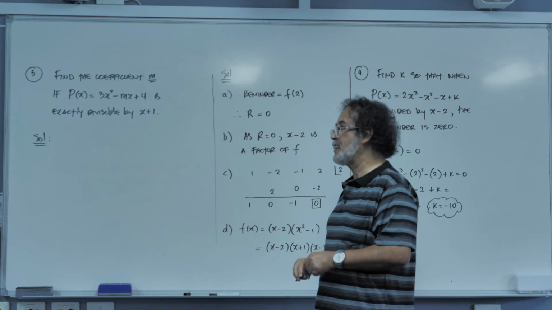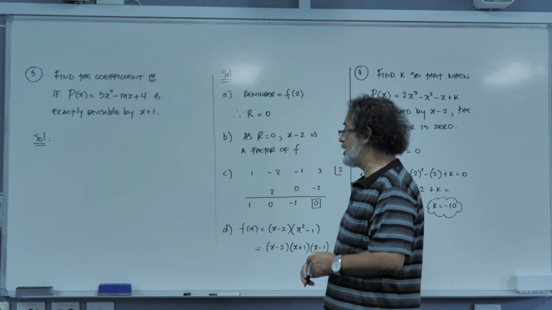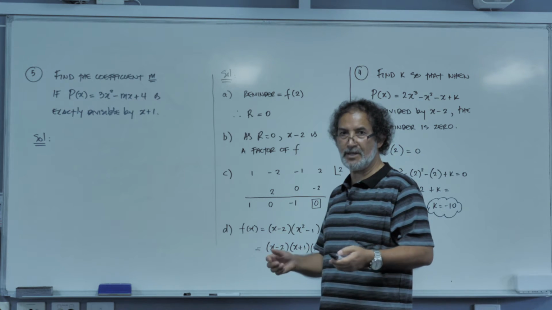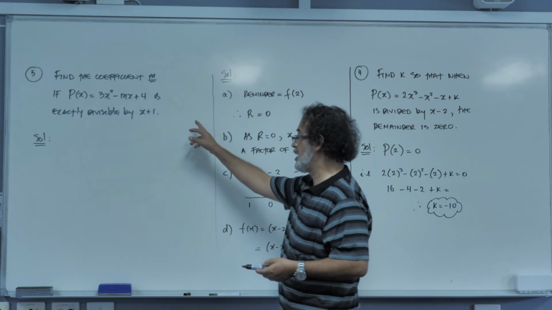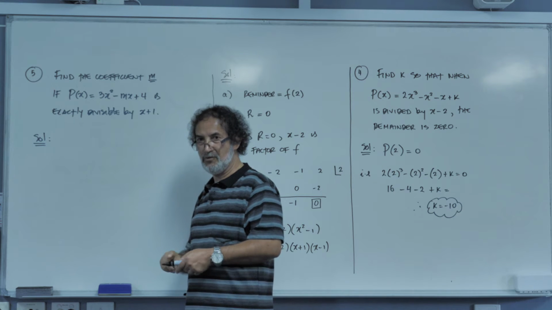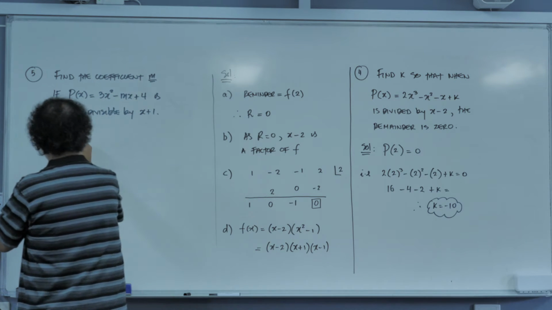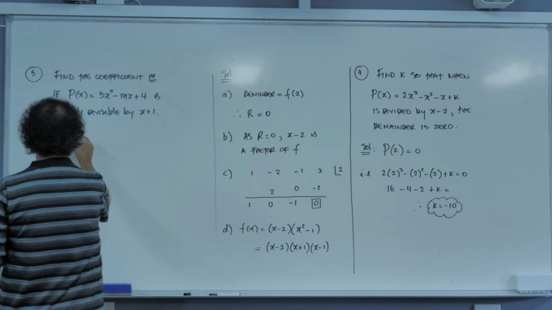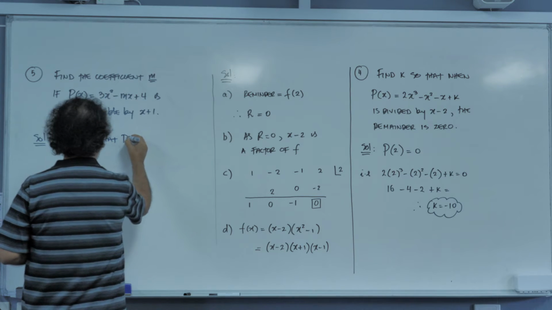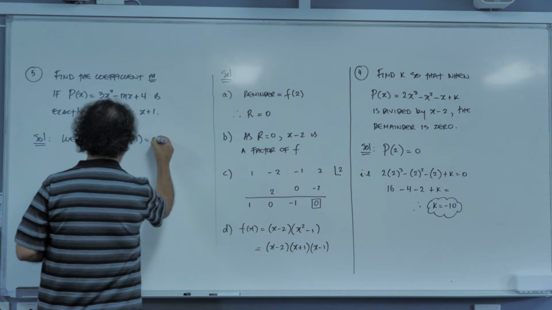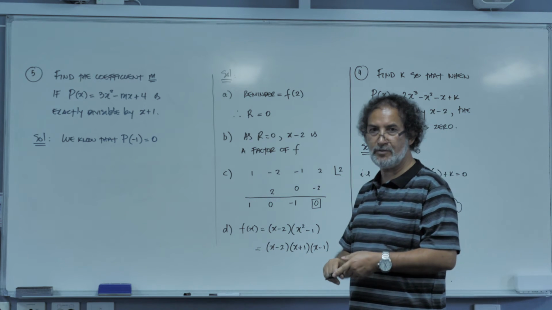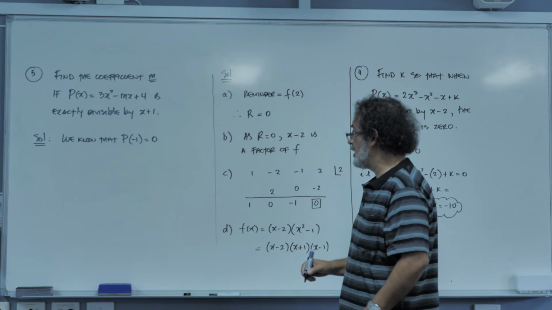Okay, so we know that P of negative 1 is going to be equal to 0 because P of negative 1 is the remainder, right? Yes. Okay, and it doesn't say, but it's implicit in the question. They say that it is exactly divisible by that. So we know that P of negative 1 has to be 0. Otherwise, it wouldn't be exactly divisible by that divisor.